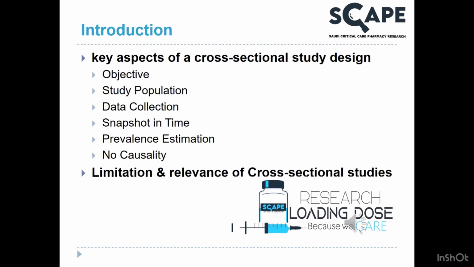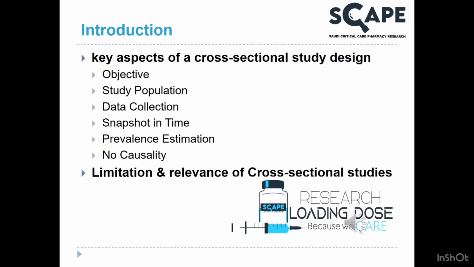Cross-sectional studies are useful for generating hypotheses, assessing the need for further research, and identifying trends or patterns in a population. They are commonly used in public health to assess the prevalence of a particular disease, in social sciences to study behaviors, and in marketing to understand customer preferences.